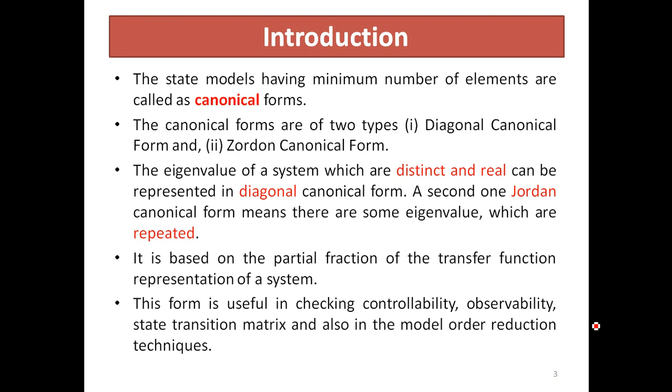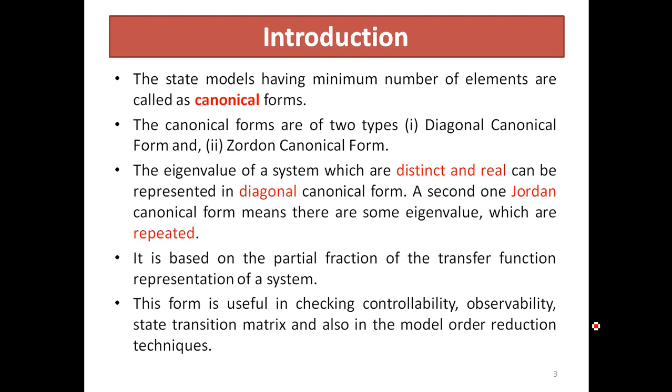Basically canonical forms are the forms of the systems representation which have a minimum number of elements, and these are of two types: diagonal canonical form and Jordan canonical form. If your eigenvalues are distinct and real, then these can be realized by the diagonal canonical form. But if your eigenvalues are repeated, real but repeated, in that case a new form, that is the Jordan canonical form, would be considered. In the last lecture, lecture number 5, we discussed the diagonal canonical form.